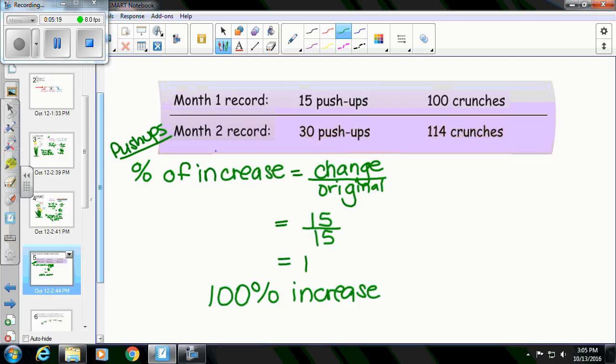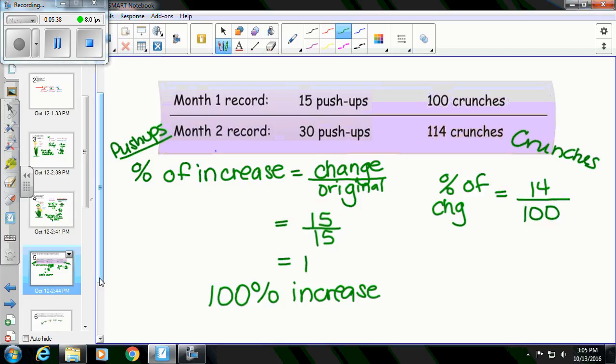For my crunches, percent of increase equals my difference, 114 minus 100 is 14, over my original 100. This one's easy, we already know that as a percent. It's a 14% increase.